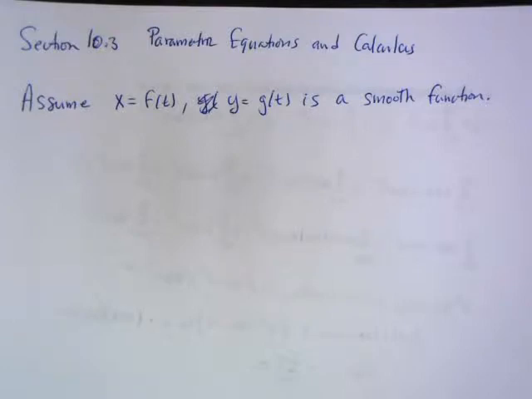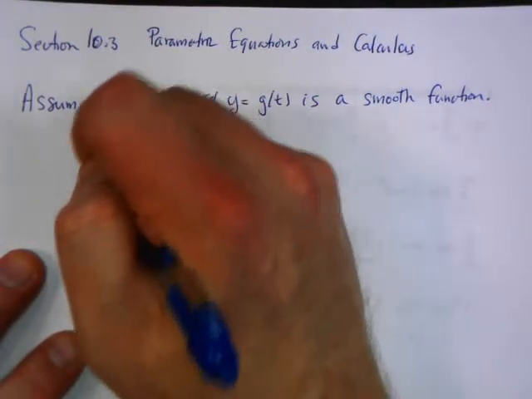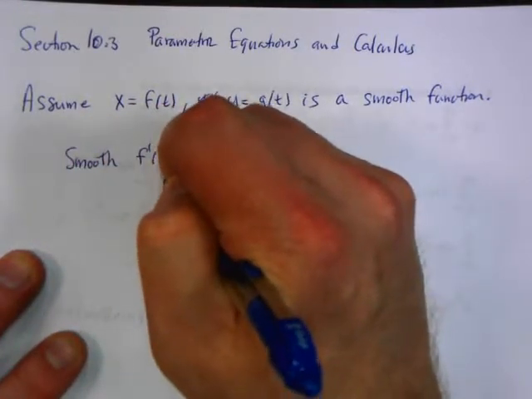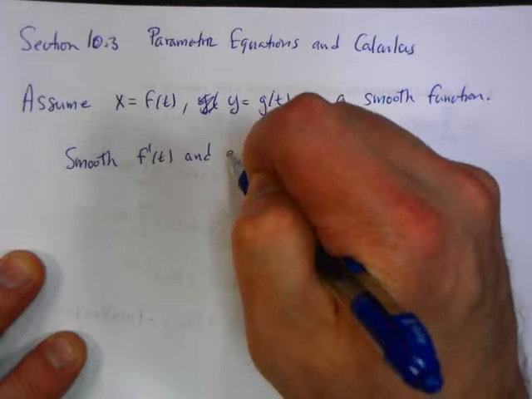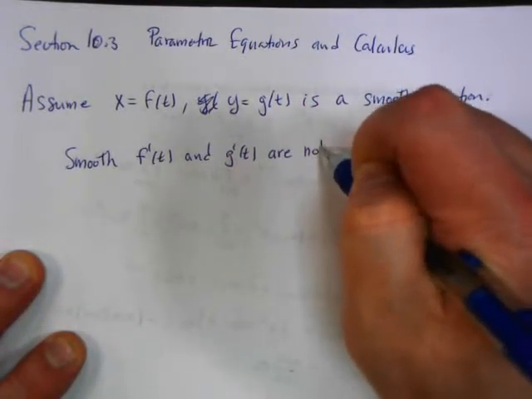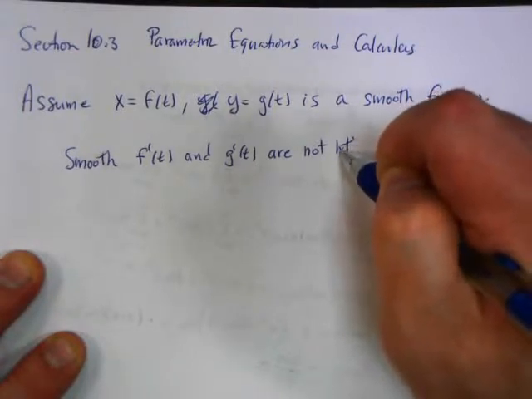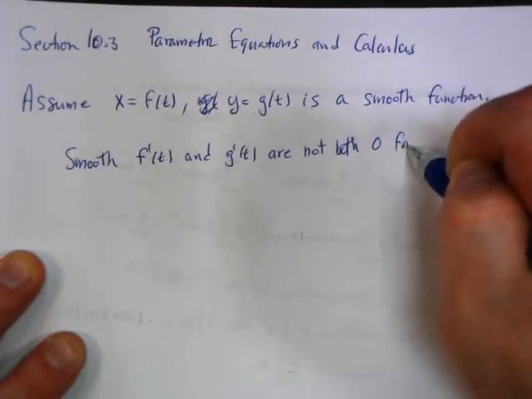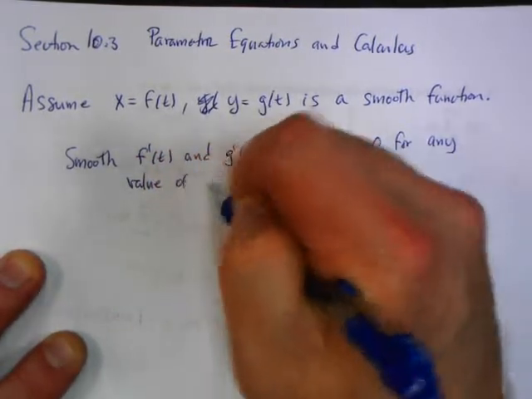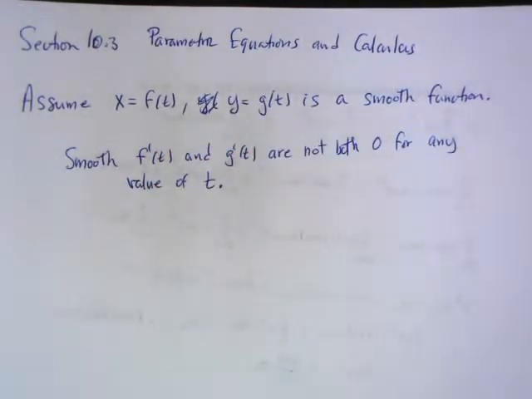What we call smooth is, smooth means f prime of t and g prime of t are not both 0 for any value of t. That's what we call smooth, and it'll make more sense here in just a second. Why do we want them to both not be 0?